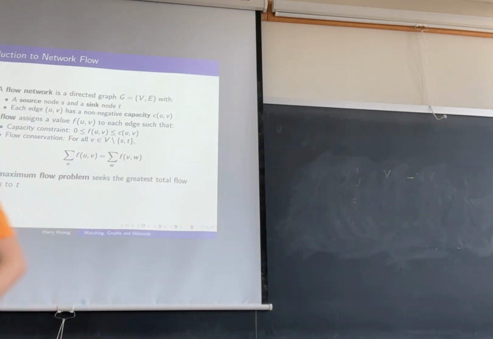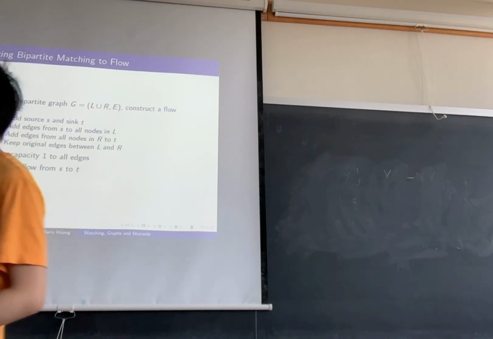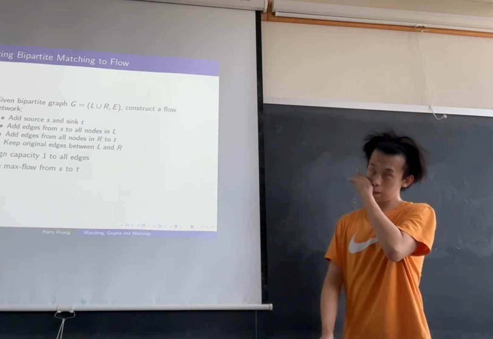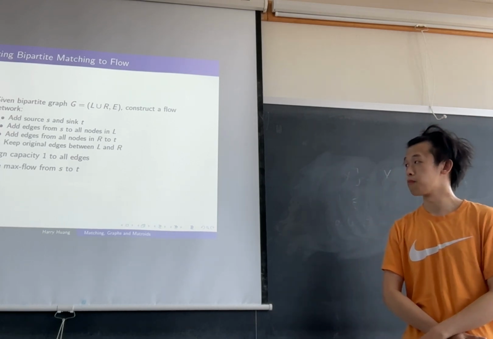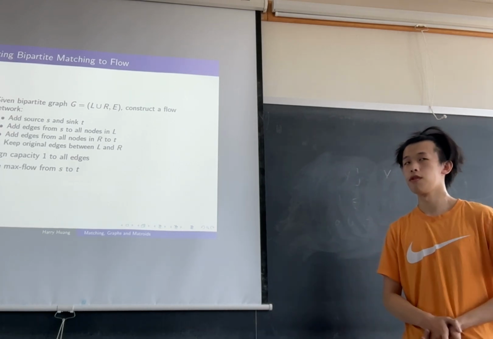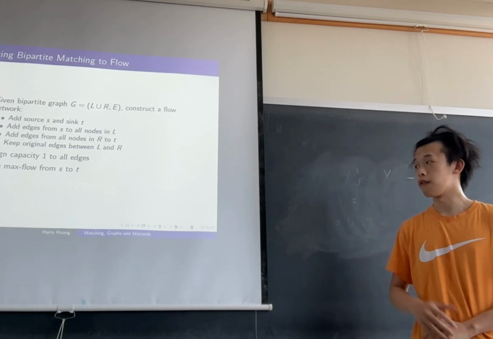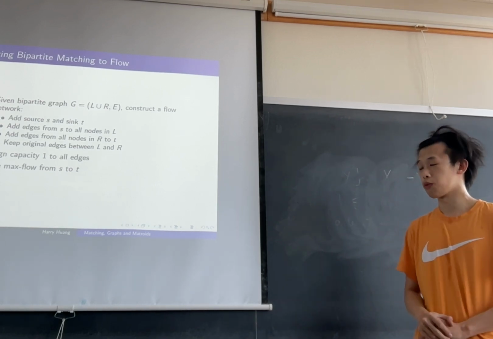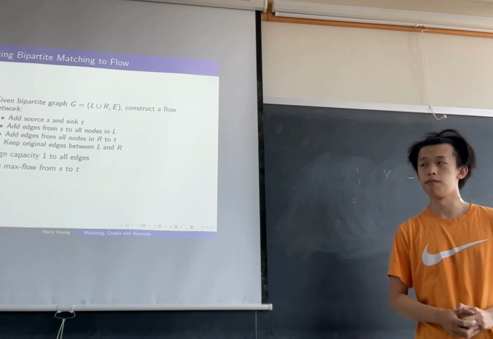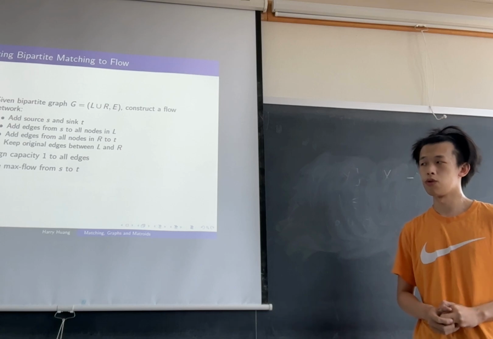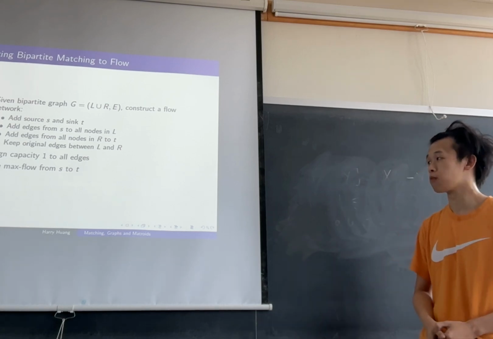And we will see that the problem is useful for solving bipartite matching. We can actually reduce bipartite matching to a maximum flow problem. If we are given a bipartite graph, we can make some updates to the bipartite graph and turn it into a flow network, so that if we solve the maximum flow problem on the new network, we can also solve the original problem, that is bipartite matching.